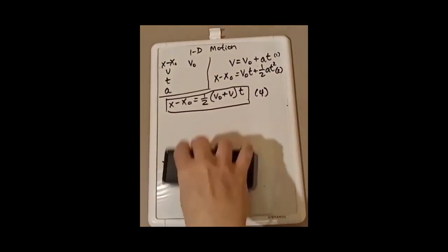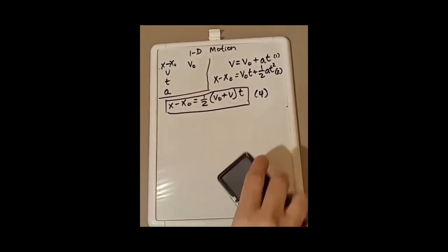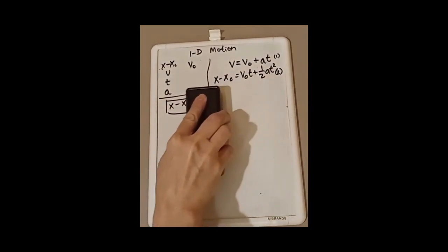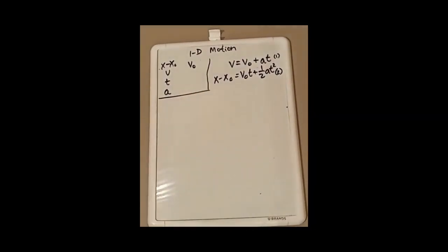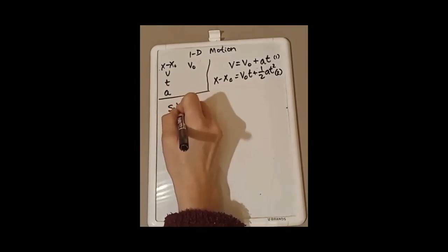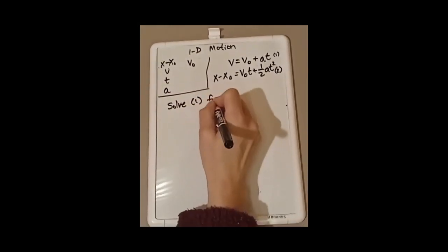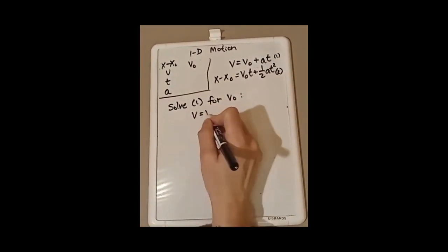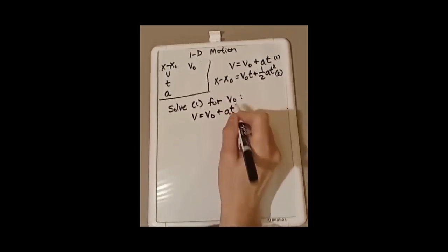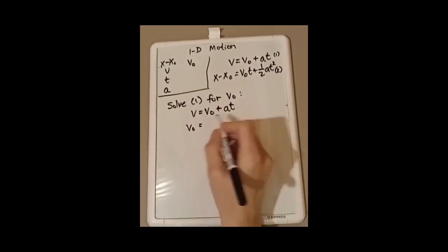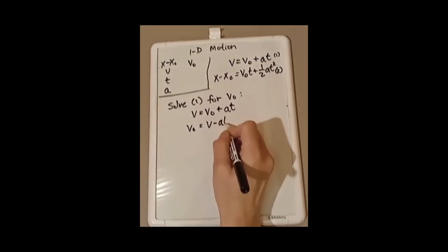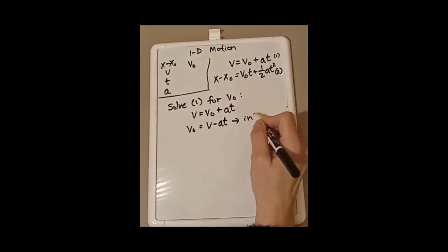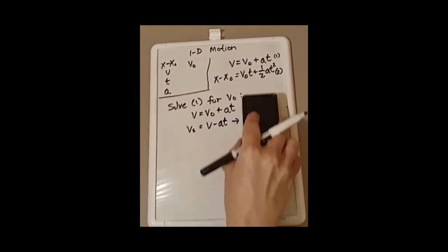All right, one more. And that is going to be solving for v naught, so that we don't have to worry about that quantity. So we're going to solve equation 1 for v naught. So again, we start with v equals v naught plus at, and we say that v naught is then equal to v minus at. And that is going to go into equation 2.